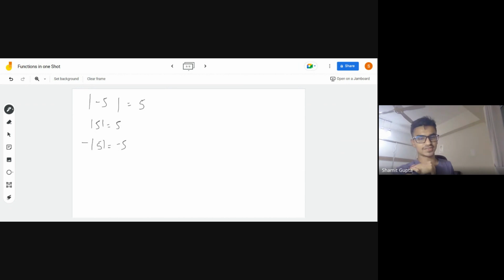Okay, so negative modulus of 5 is still negative.